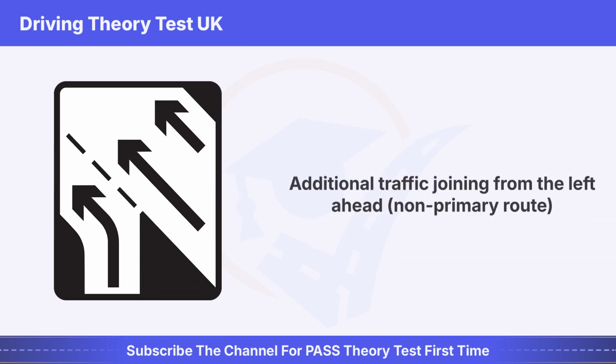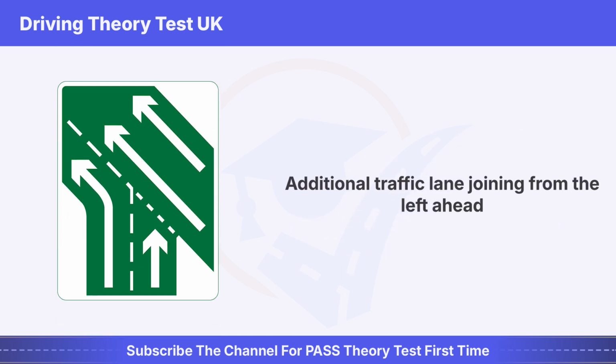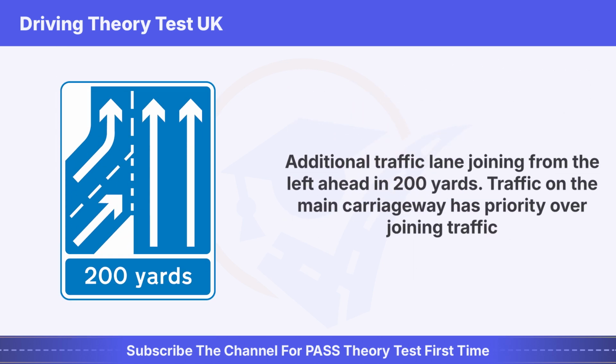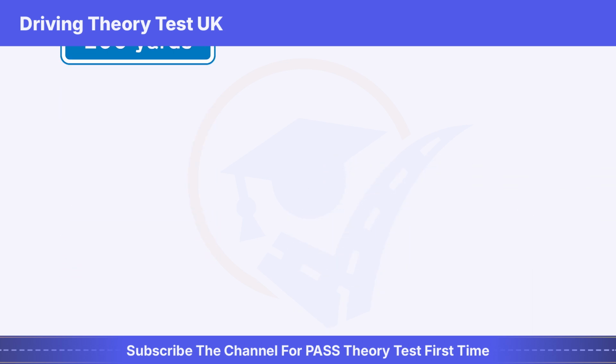Additional traffic joining from the left ahead, non-primary route. Additional traffic lane joining from the left ahead. Additional traffic lane joining from the left ahead in 200 yards. Traffic on the main carriageway has priority over joining traffic.